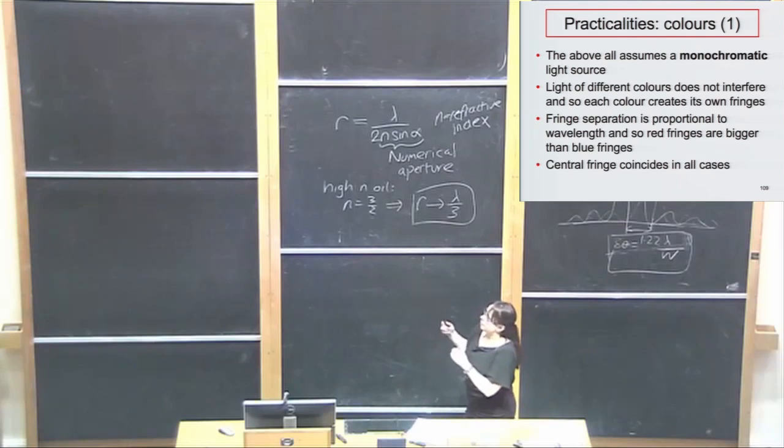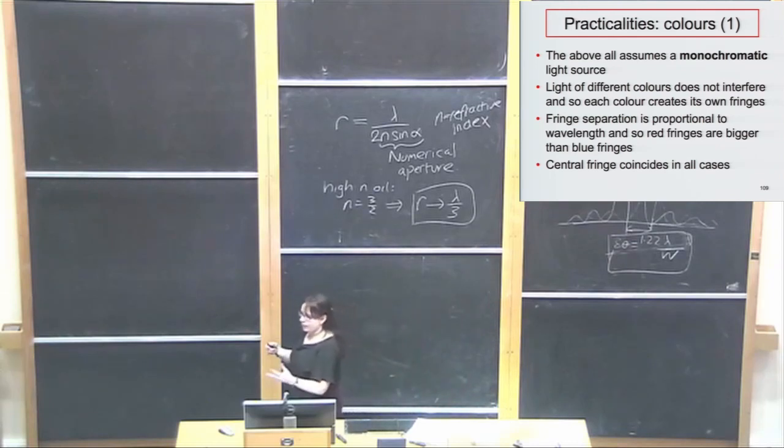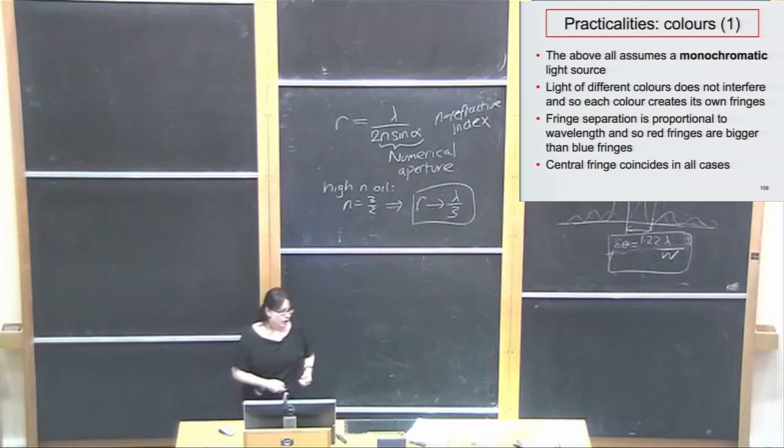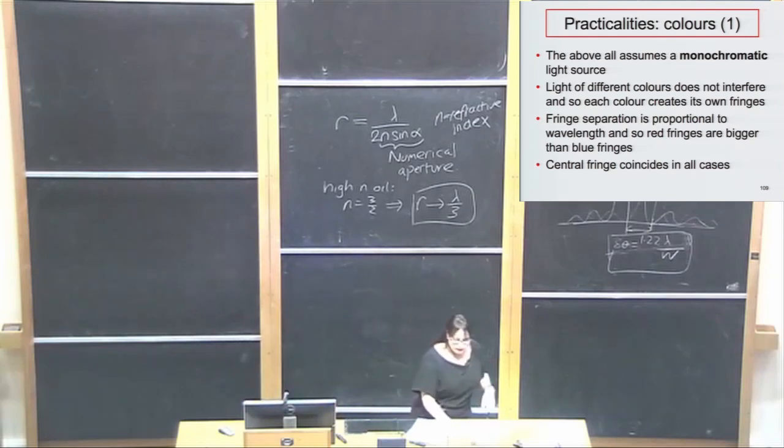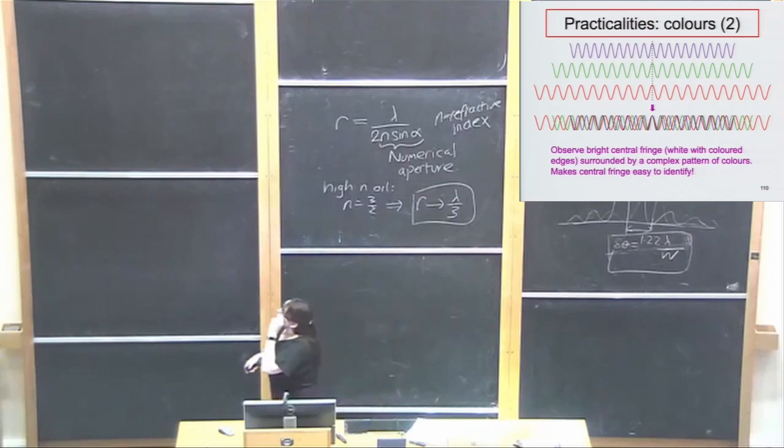We talked about the fringe separation, so it turned out to be proportional to wavelength, so you've got red fringes with a wider separation than blue and so on. Central fringe always coincides. This is just a summary of what we know already. So I've shown this slide before as well, but this is just an example of what's going on.